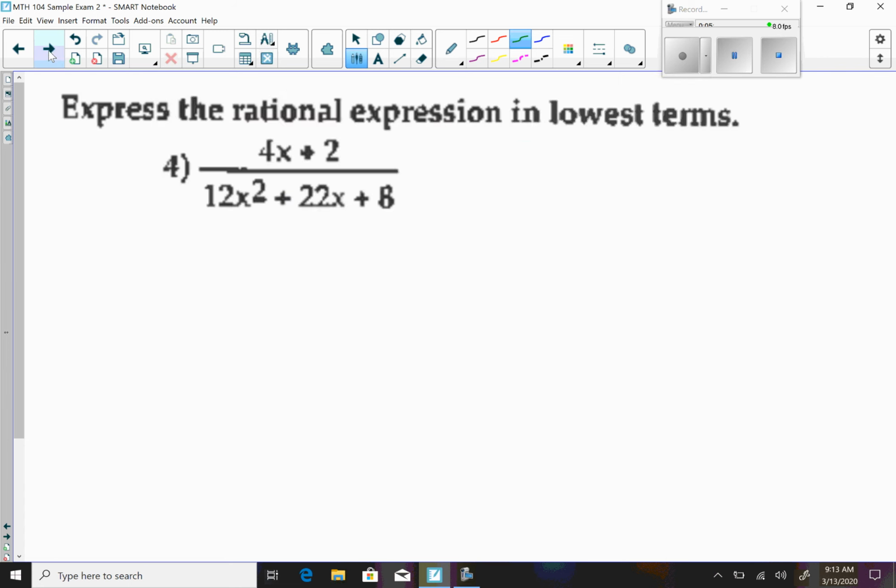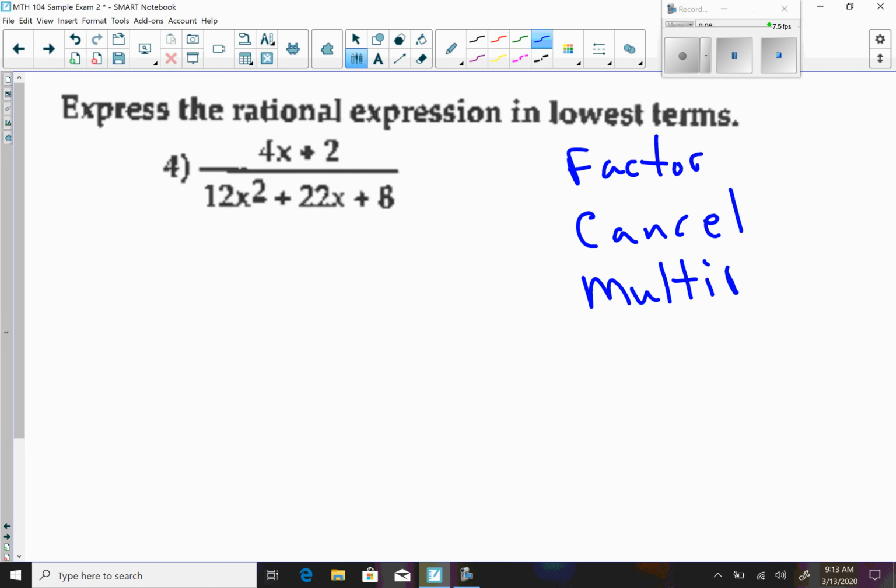Question 3. All right, question 4 is express the rational expression in lowest terms. To express a fraction in lowest terms, we factor, then we cancel. No canceling until factoring is done, and then we multiply anything that's left. Four x plus 2 can be factored because we can factor 2 outside of 2x plus 1. This is the same as 4x plus 2.